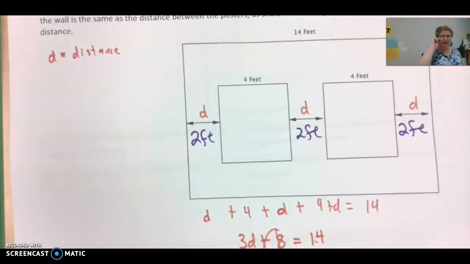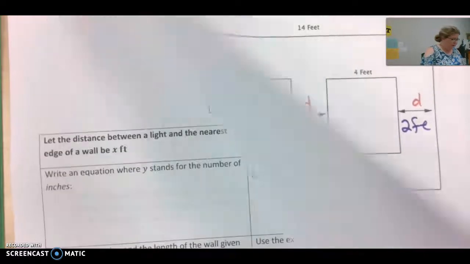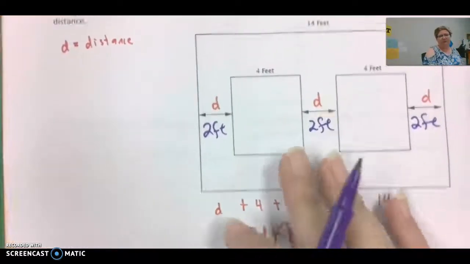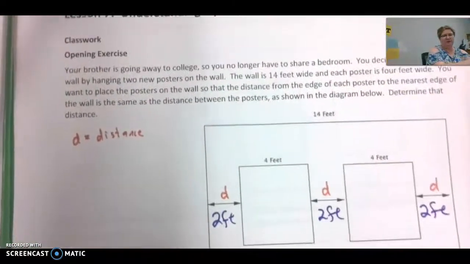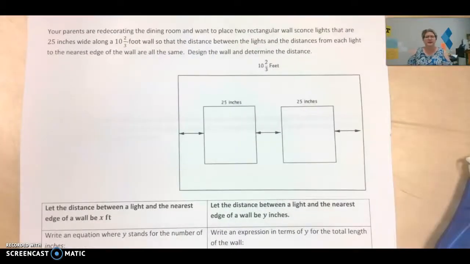Now on the next page we have some more questions about this. It's a different problem, but similar. The diagram looks pretty close, but the numbers that we'll be working with are different. So this question is about your parents redecorating the dining room, and they want to place 2 rectangular wall sconce lights that are 25 inches wide along the wall that is 10 2/3 feet wide. The distance between the lights and the distance from each light to the nearest wall are the same. Draw the wall and determine the distance.